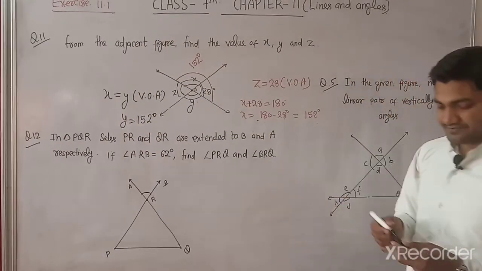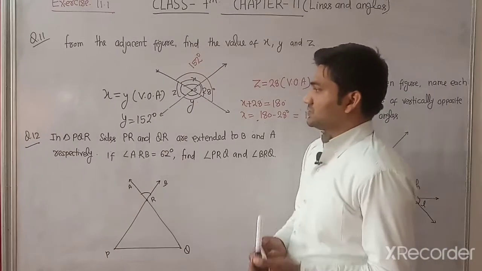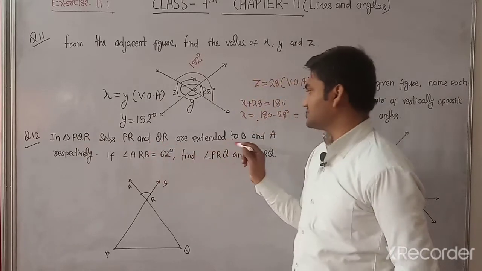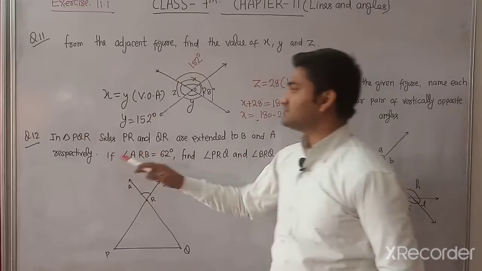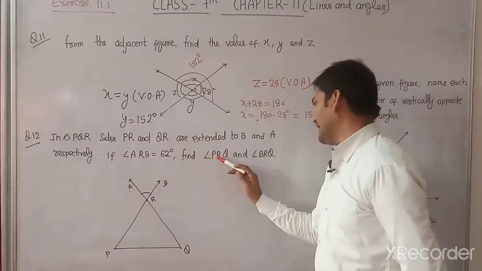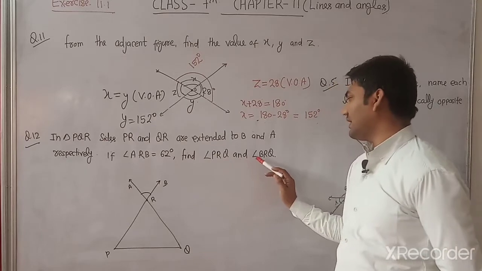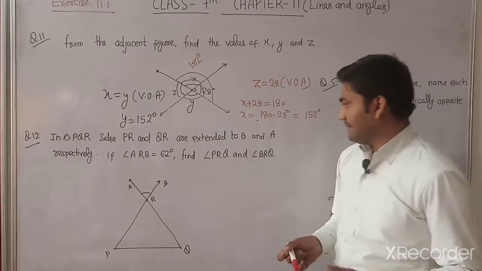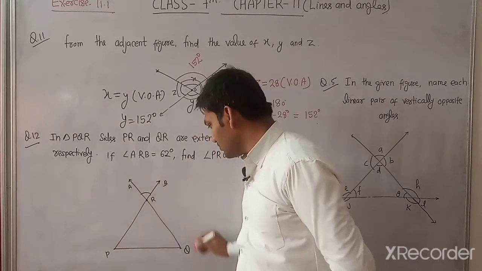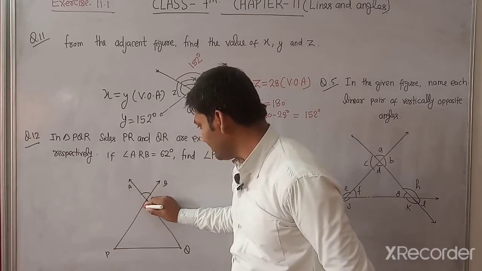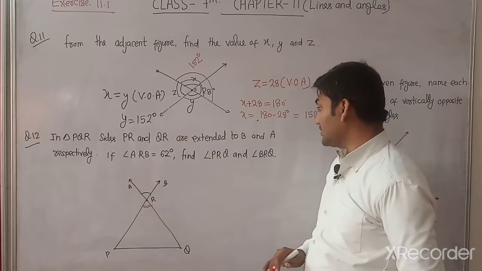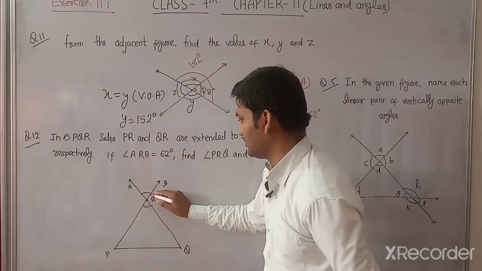Now question number 12. In triangle PQR, sides PR and QR are extended to B and A respectively. If angle ARB is equal to 62 degrees, then find angle PRQ and angle BRQ. First angle PRQ, this angle, and second angle BRQ, this angle.